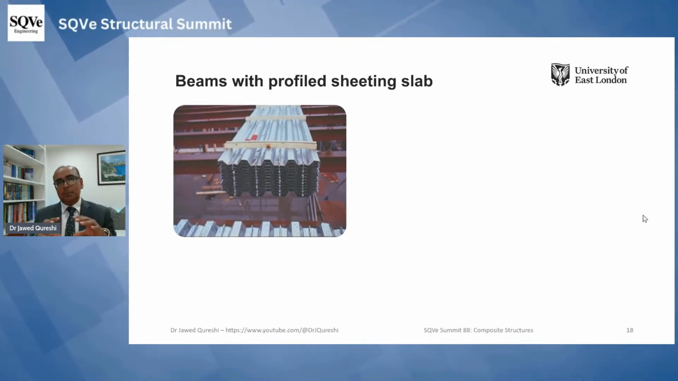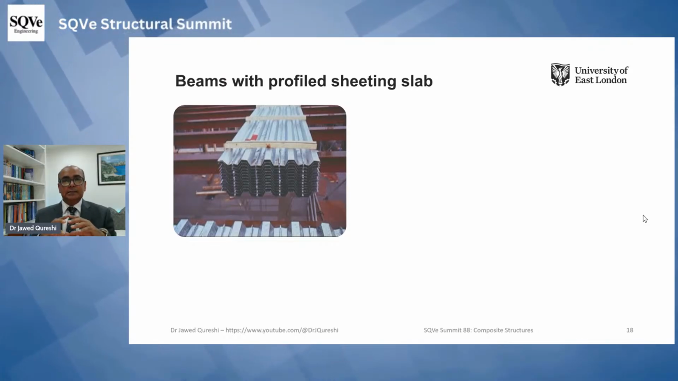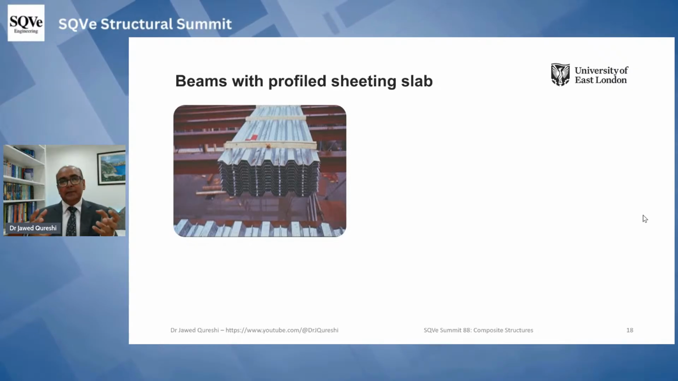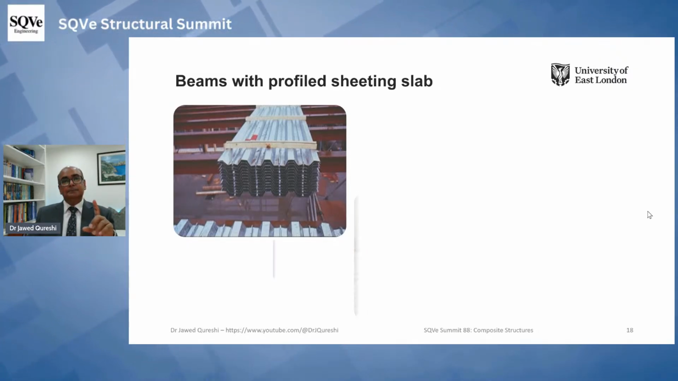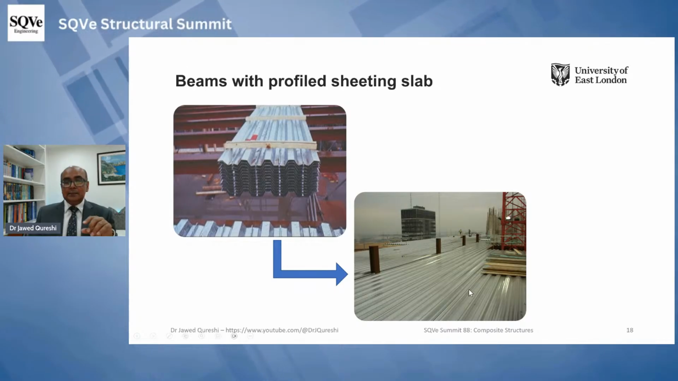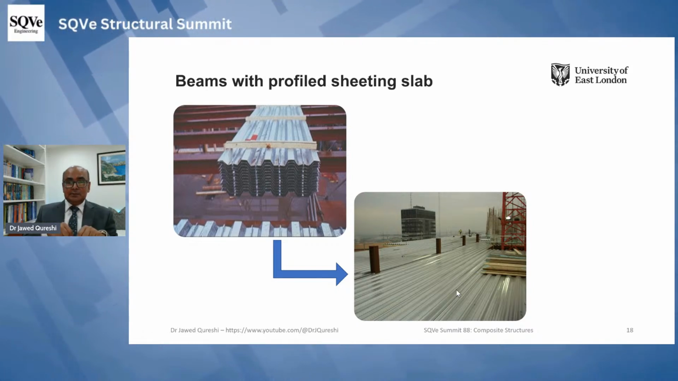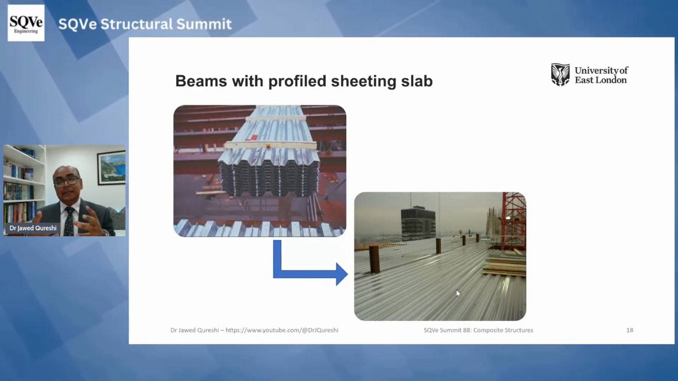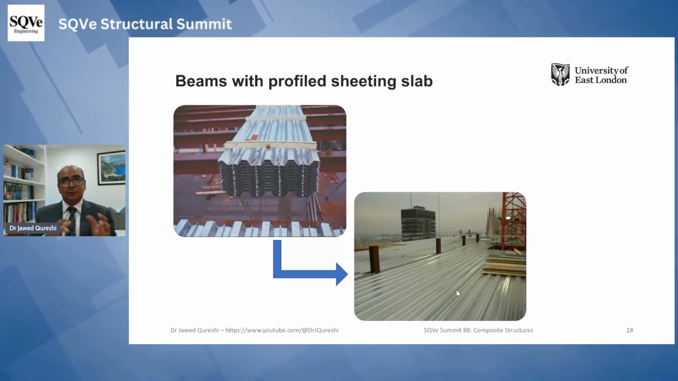Then first I will talk about the beams with profile sheeting slabs or metal decking slabs. First, we bring profile sheeting on site, and this is the first step. And then we lay these sheetings on top of the beams, and the way we connect them with the beams is that initially we nail these sheetings to the beam, but certainly nailing will not provide a shear connection. So this is the first step so that they are in place.